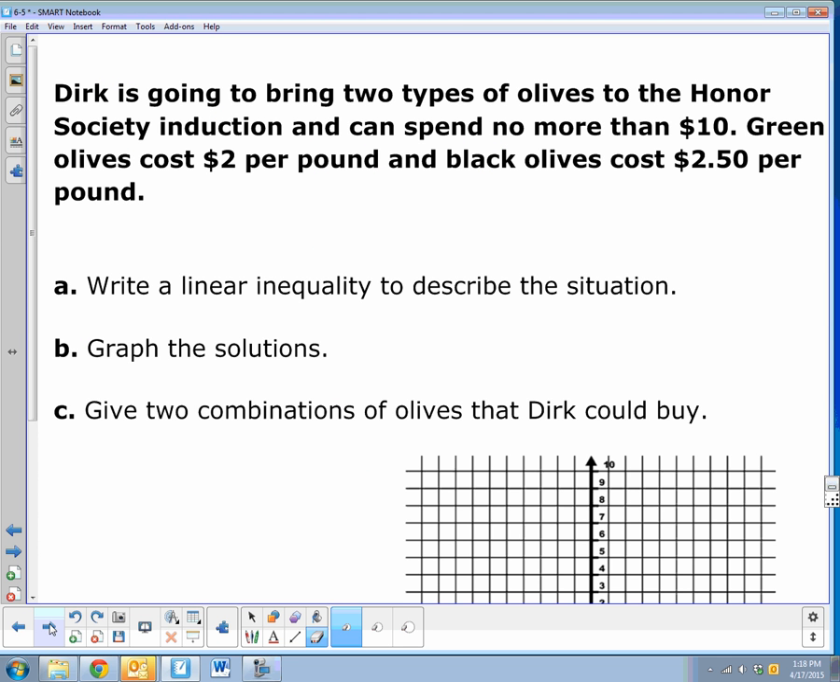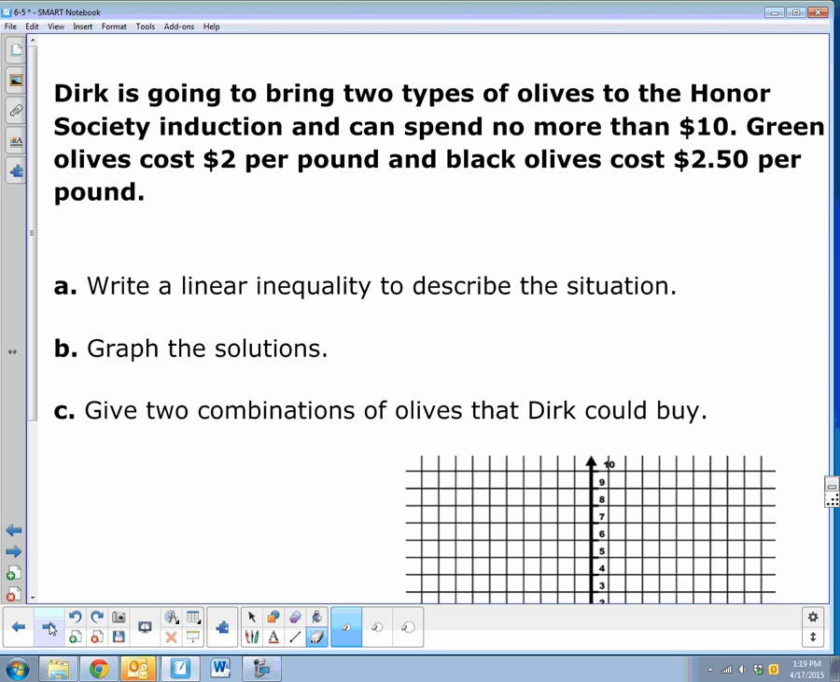What I'd like you to do on your own is I want you to figure out for Dirk, great name, Dirk is going to bring 2 types of olives to the Honor Society induction. Go honor society. He's going to bring olives. He's got $10. He can't spend more than $10. No more than $10. Green olives are $2 a pound. Black olives are $2.50 a pound. He's going to buy lots of olives, pounds and pounds of olives.